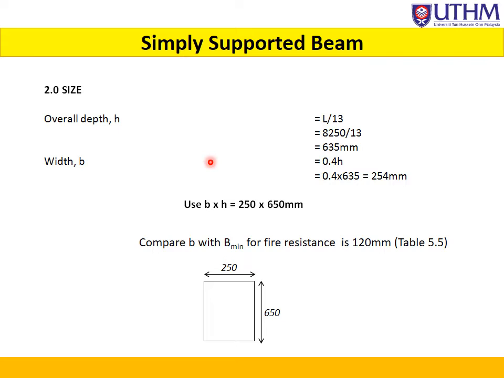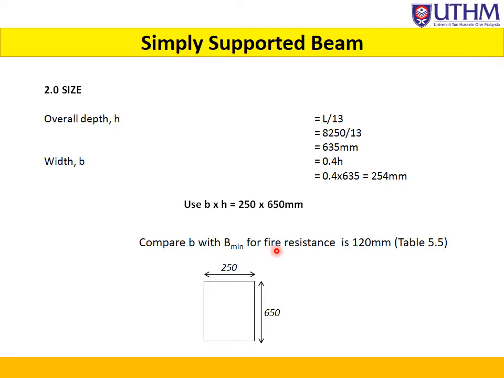First, we have to determine our beam cross-section parameters, which are b and h. We determine our overall depth or height of the beam using the ratio L/13. For that, we get 635 mm. From the estimated h, we determine our b using 0.4h. For that, we get 254. To round up the values of b and h, we get 250 times 650.